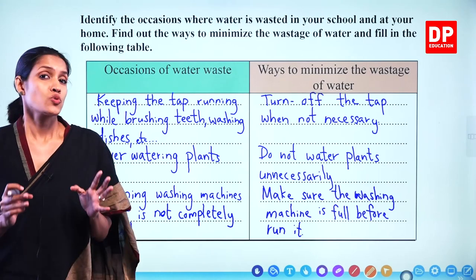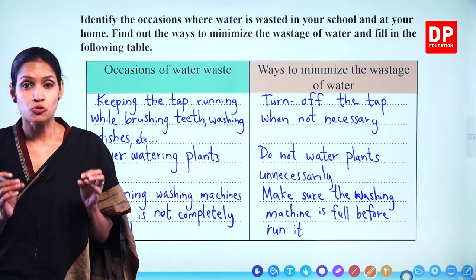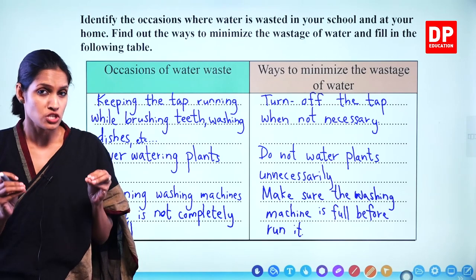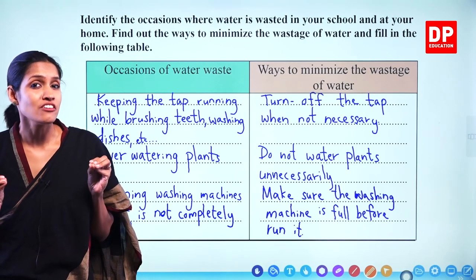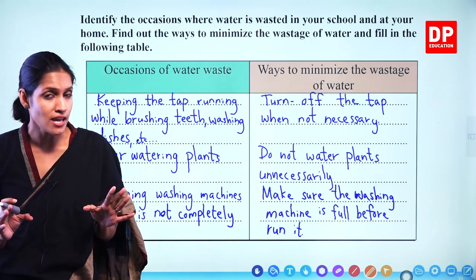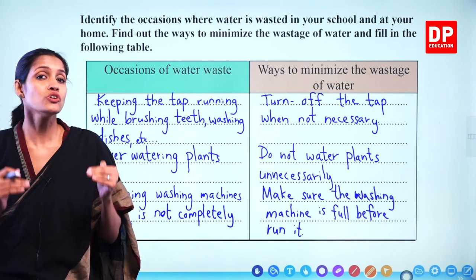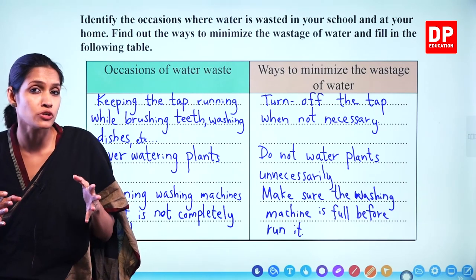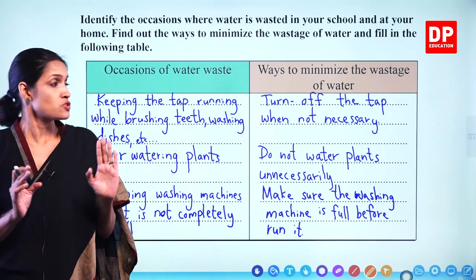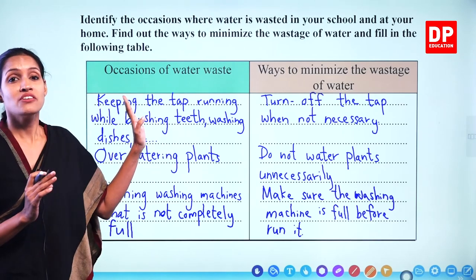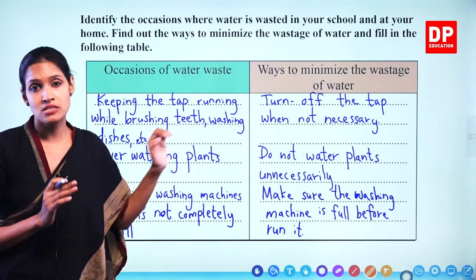Okay, children. So I hope now it's very clear. Water is a very important resource that you cannot live without. Understand? So it is our duty to protect water, to save water. Understand, children? So we should not waste water. We have to minimize the wastage of water.